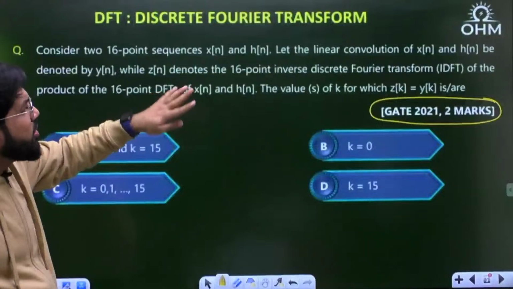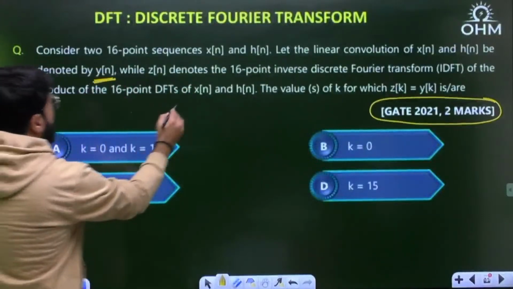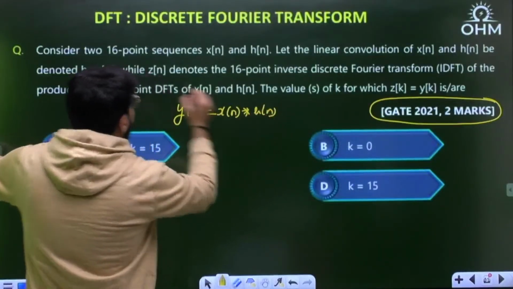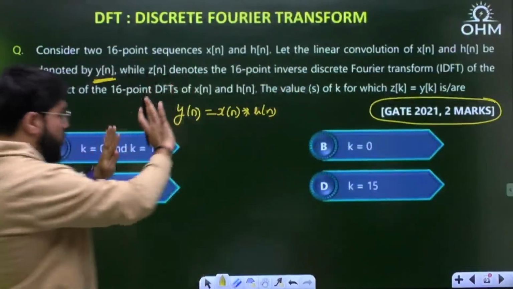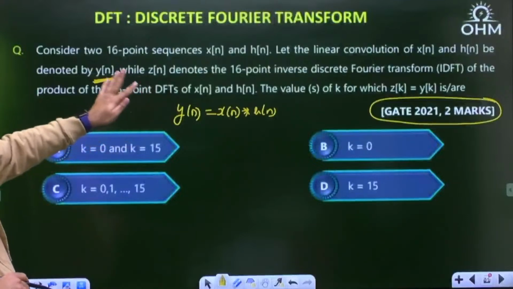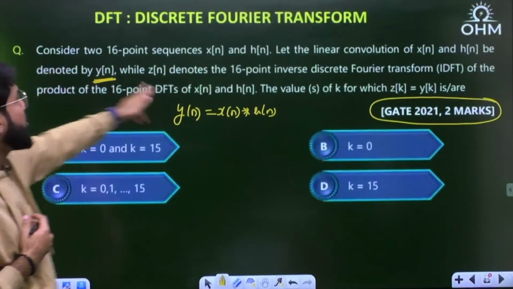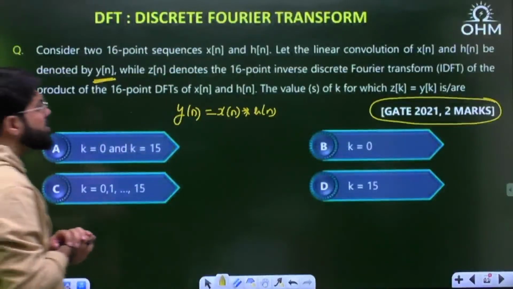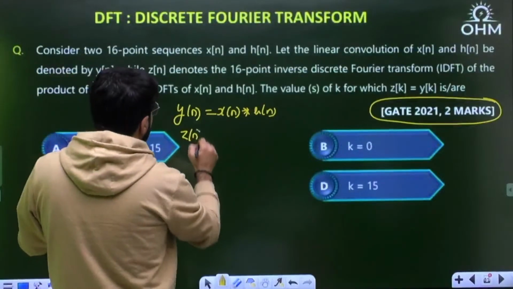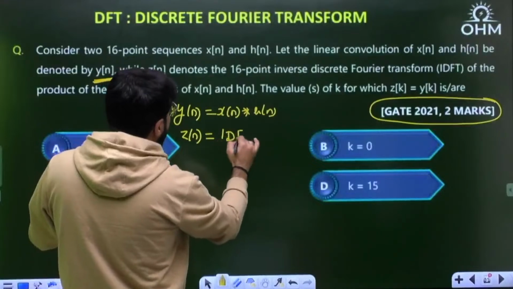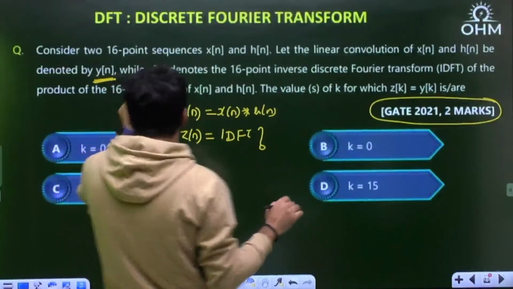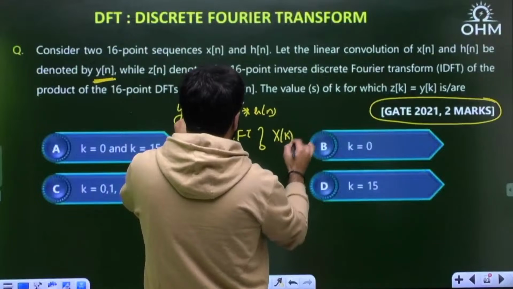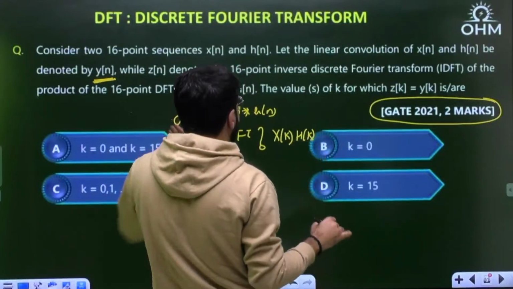Let the linear convolution of x[n] and h[n] be y[n]. And z[n] is equal to what? Now see, a small twist in the language, nothing more. z[n] is the 16-point IDFT of the product of the 16-point DFTs of x[n] and h[n]. Suppose the DFTs of x[n] and h[n] are X[k] and H[k]. What is z[n]?